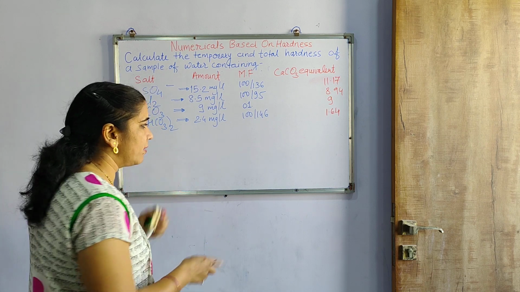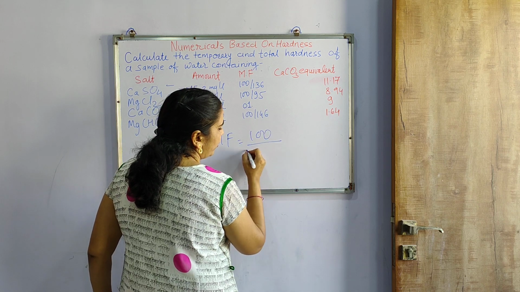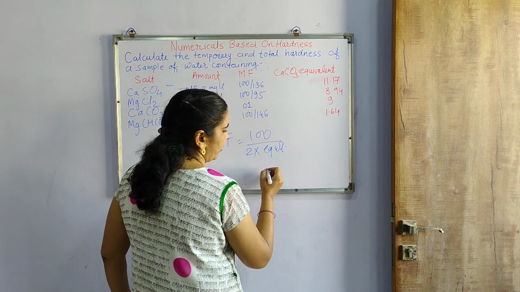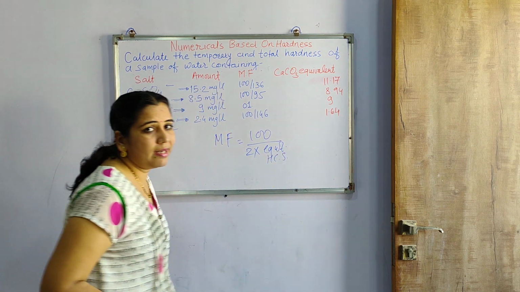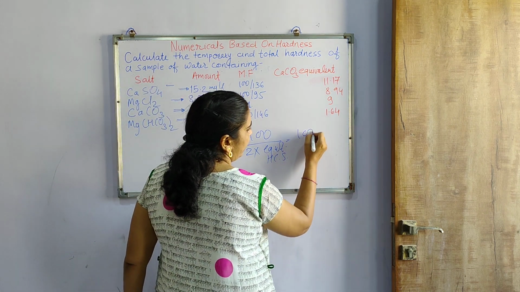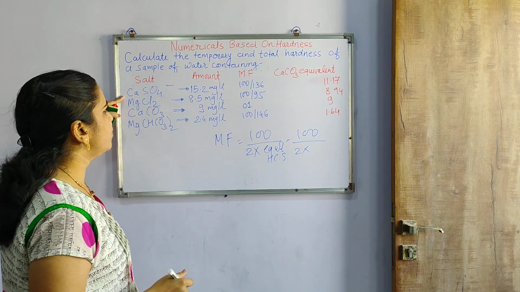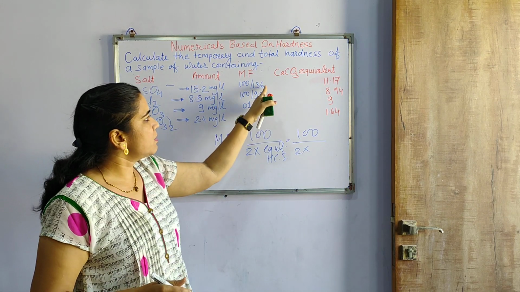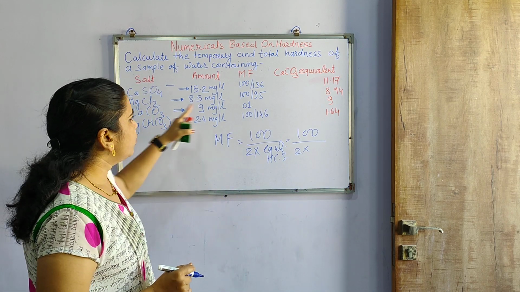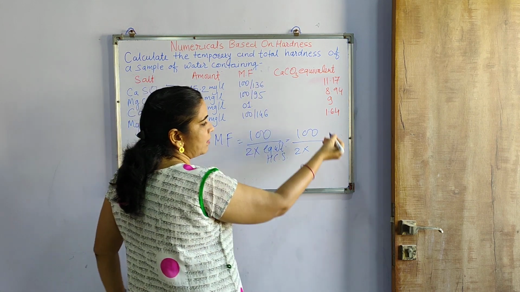If you want, I can write here the formula: multiplication factor is equal to 100, that is the molecular weight of CaCO3, upon 2 into the equivalent weight of the hardness causing salt. Hardness causing salt means those salts of which we have to calculate the multiplication factor. So here 100 upon 2 into, now what is the equivalent weight of each one? Equivalent weight of CaSO4 must be 136 divided by 2. For MgCl2, it must be 95 divided by 2. So in this way we have put in the equivalent weights.